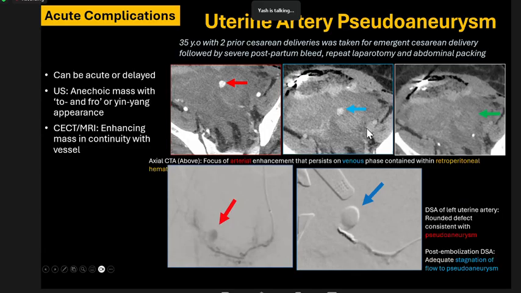Those are two different things, and these have to be communicated to the referring provider. And this applies everywhere. So yeah, this was a uterine artery pseudoaneurysm. We did not do ultrasound on this patient, but if ultrasound is done, we know the classic Yin-Yang sign can be seen. And this was subsequently embolized.